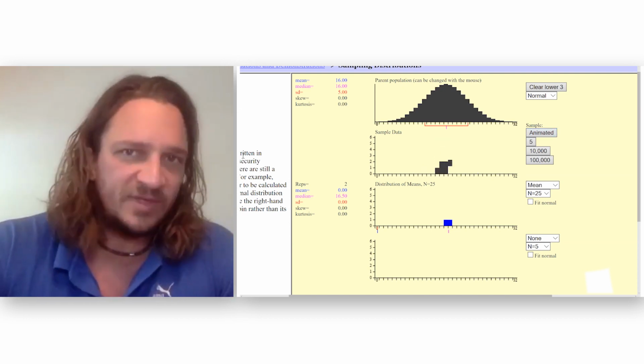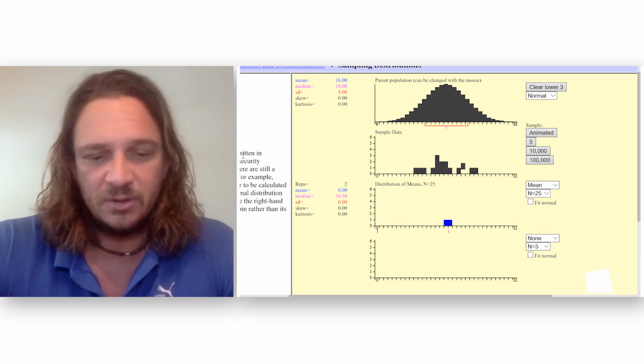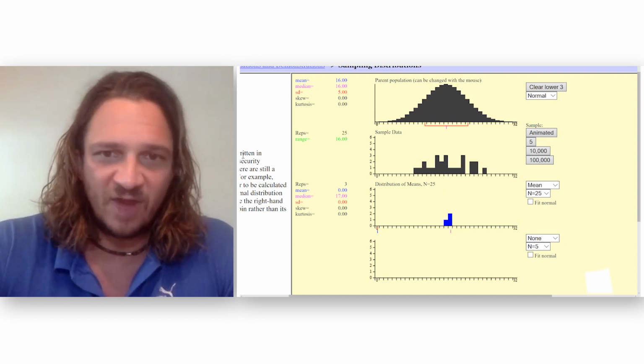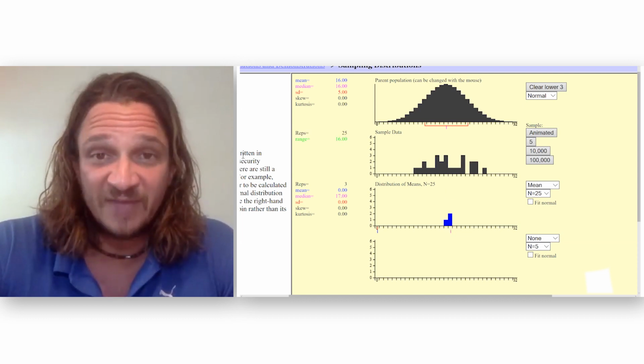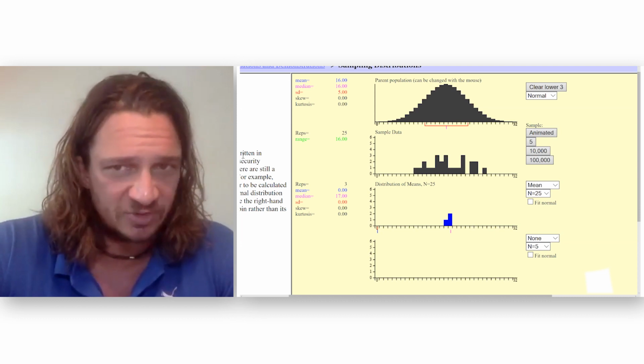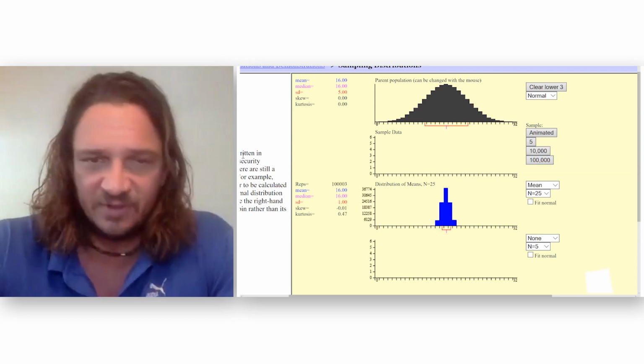Now imagine if you had all the time and all the money in the world, what would you do with your life? Travel the world, cure malaria, write the great American novel. You could spend your life sampling over and over and over again. There's a button under that says 100,000. And I'm going to press that button. And it's going to do exactly what we just did 100,000 times.